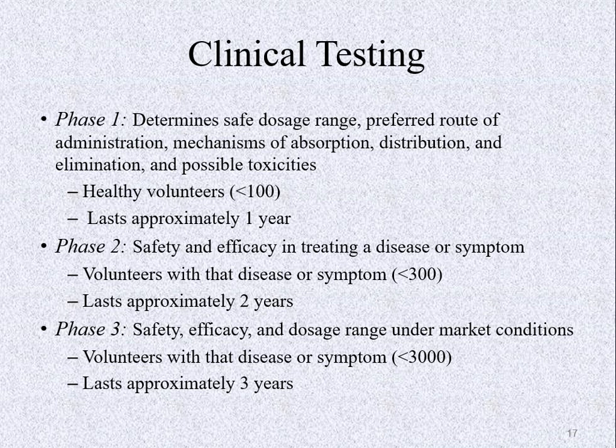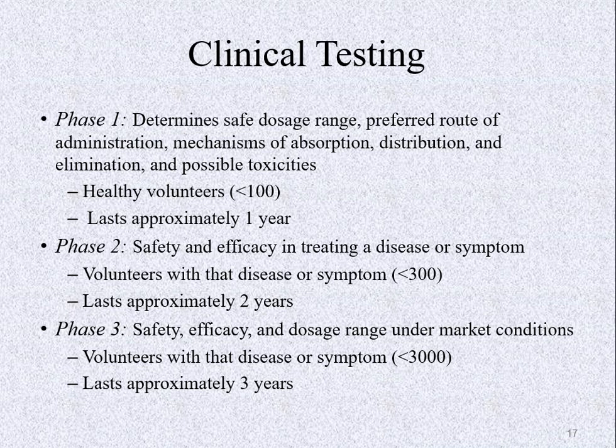At phase 1, you have healthy volunteers. It lasts about a year. Phase 2 are the safety and efficacy in treating a disease or symptom. You have volunteers with that disease or symptom, and it lasts about 2 years. Phase 3, safety, efficacy, and dosage range under market conditions.